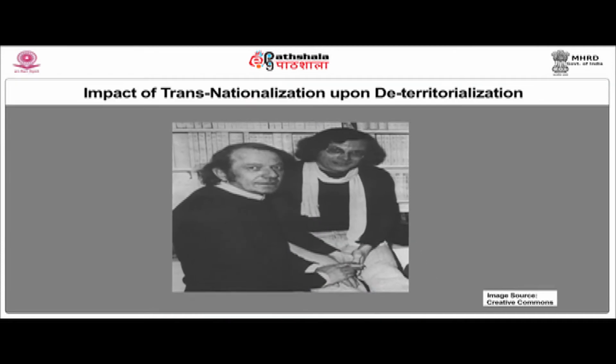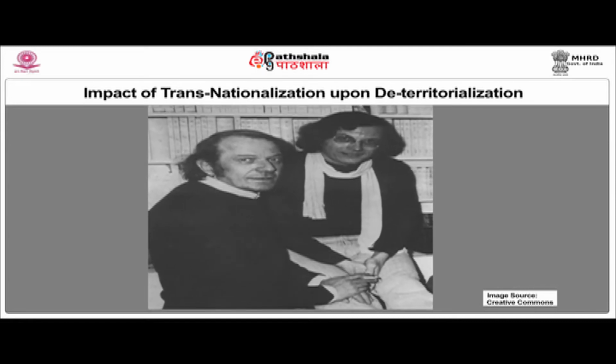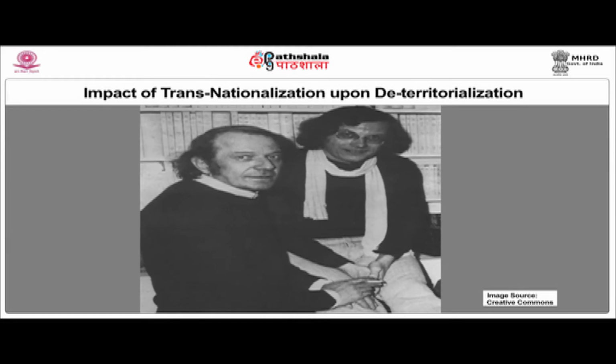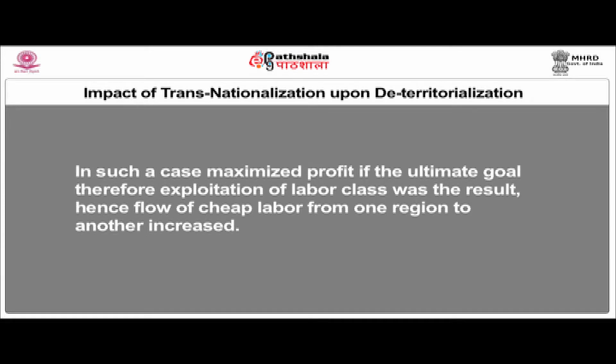According to Deleuze and Guattari, capitalism connects deterritorialized flows of labor and capital. Also, capitalism extracts the surplus produced from such relation between deterritorialized commodities. In such a case, maximized profit is the ultimate goal, therefore exploitation of the labor class was the result. Hence, flow of cheap labor from one region to another increased.